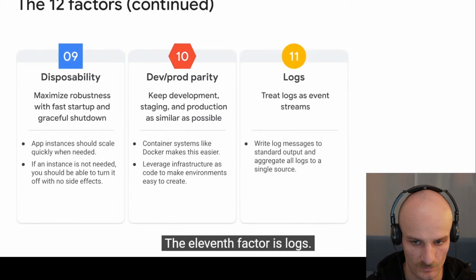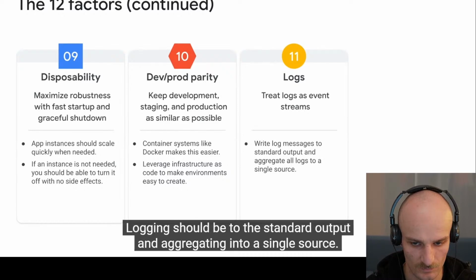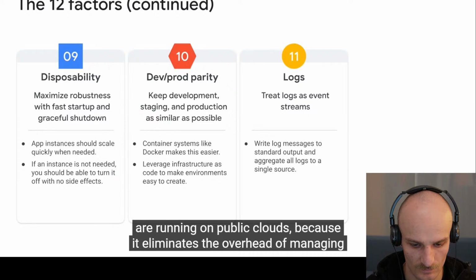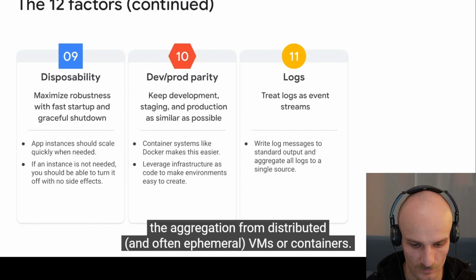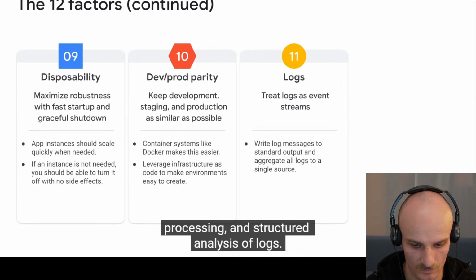The 11th factor is logs. Logs provide an awareness of the health of your apps. It's important to decouple the collection, processing, and analysis of logs from the core logic of your apps. Logging should be to the standard output and aggregating into a single source. This is particularly useful when your apps require dynamic scaling and are running on public clouds, because it eliminates the overhead of managing the storage location of the logs and the aggregation from distributed and often ephemeral VMs or containers. Google Cloud offers a suite of tools that help with the collection, processing, and structured analysis of logs.